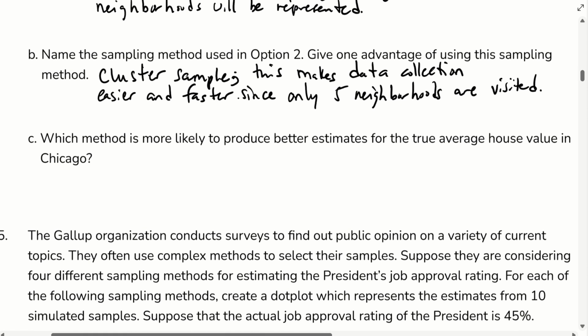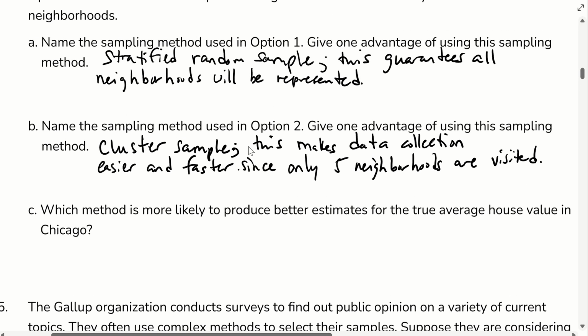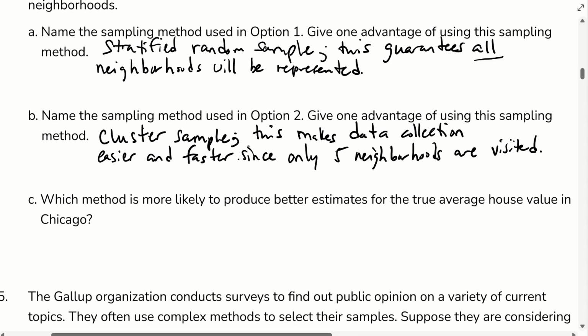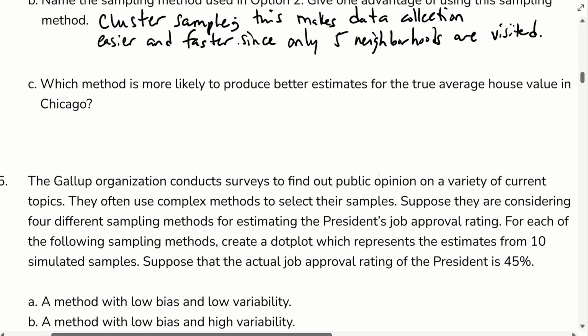All right. Which method is more likely to produce better estimates for the true average house value in Chicago? So in this example, the best option is going to be option 1 because, as we said earlier, this guarantees that all neighborhoods will be represented. There's some neighborhoods that may not have as expensive houses, and there might be neighborhoods that have really expensive houses, depending on the area that they're located. So if you reach out to all neighborhoods and randomly select certain houses from each neighborhood, then that will be a better representation of the city, of the average.